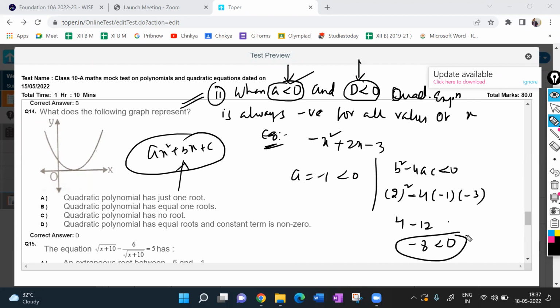Check, look at this here. This is less than 0. This is also less than 0. So when both a and the discriminant are less than 0, it means the quadratic expression is always going to be negative for all values of x. For all values of x. I just gave a graph. I just had to remind you all of this.